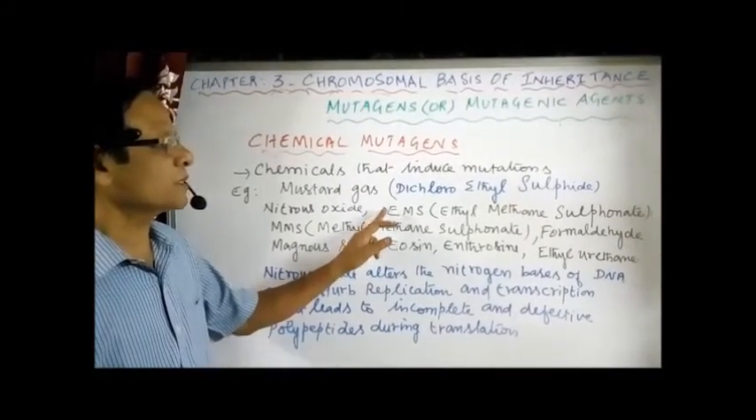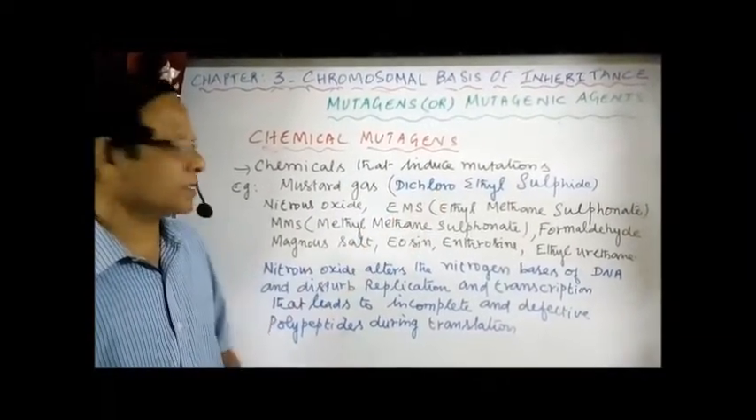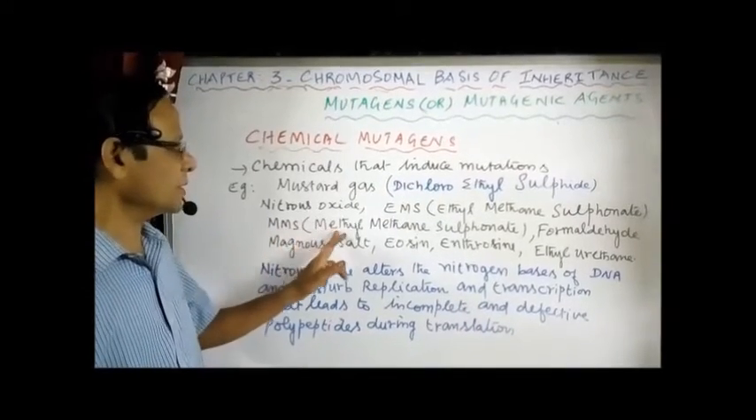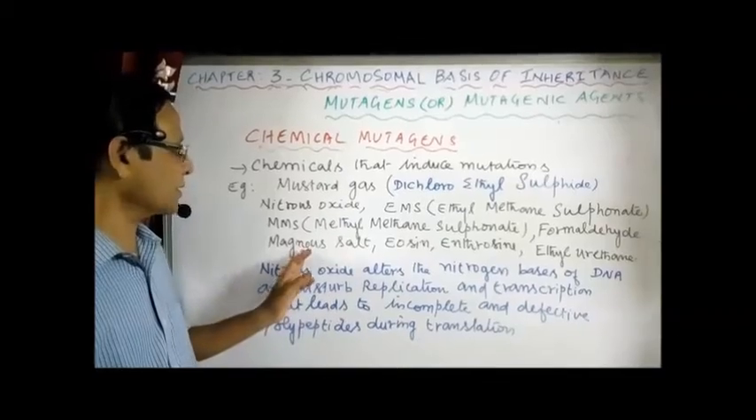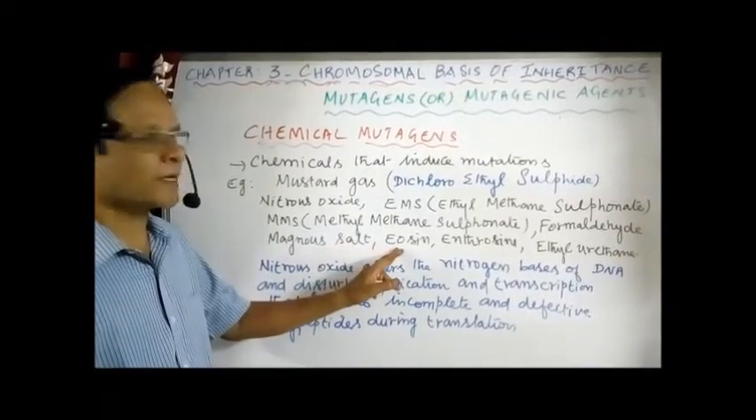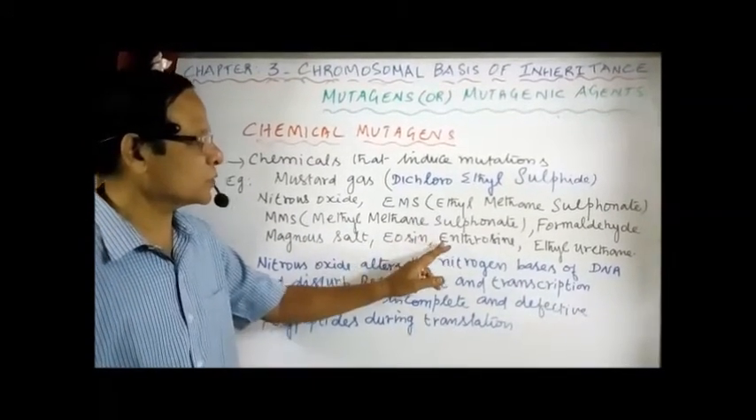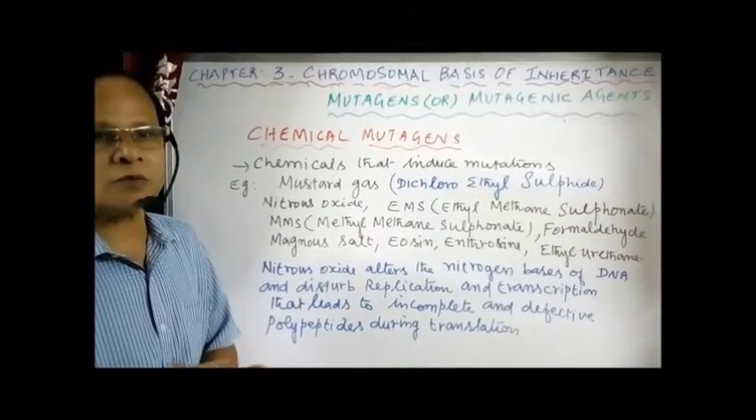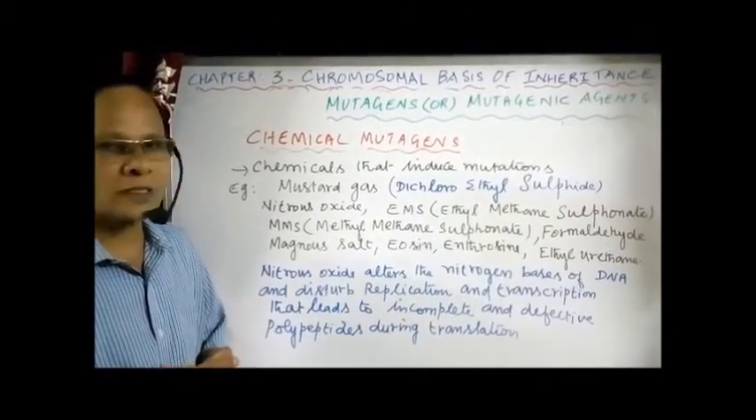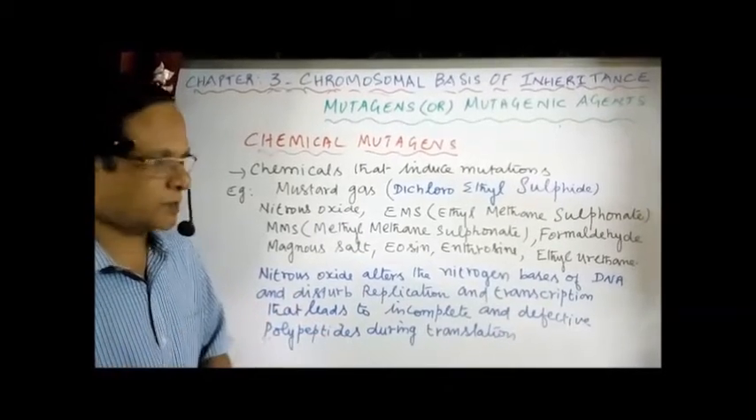Then EMS, ethyl methane sulfonate. Then MMS, methyl methane sulfonate, formaldehyde. Then we have manganese salt, used in a kind of dye, and also anthracene, and also ethyl urethane. These are most of the chemicals that are used as chemical mutagens.